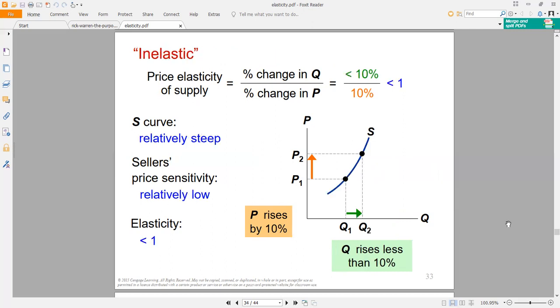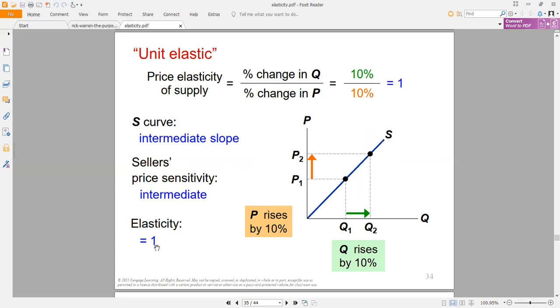Then we have inelastic supply. Here the percentage change in price is greater than the percentage change in quantity supplied. So as we saw on the demand, the elasticity will be less than 1. The curve is relatively steep. The sensitivity is relatively low. Sellers' response is very low. Numerically, the elasticity is less than 1.